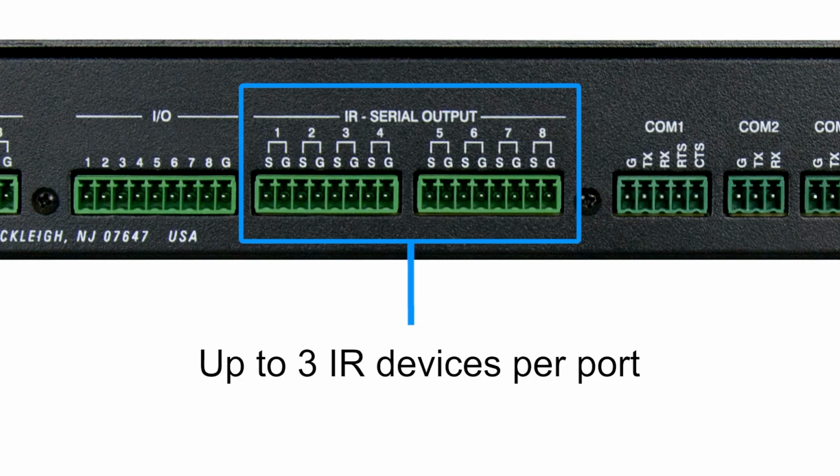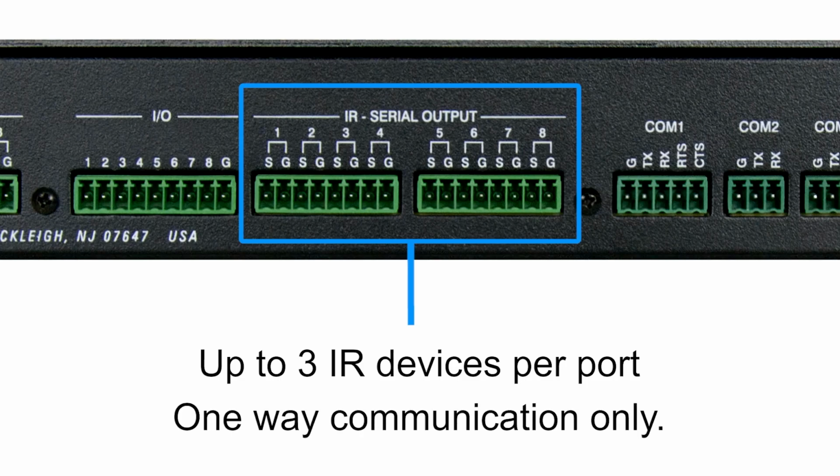Infrared does have the disadvantage of one way of communication only. The control processor has no way of knowing that a device receives a command or that it's operating as expected. However, many consumer-level devices, such as Blu-ray players or games consoles, have no other method of control.